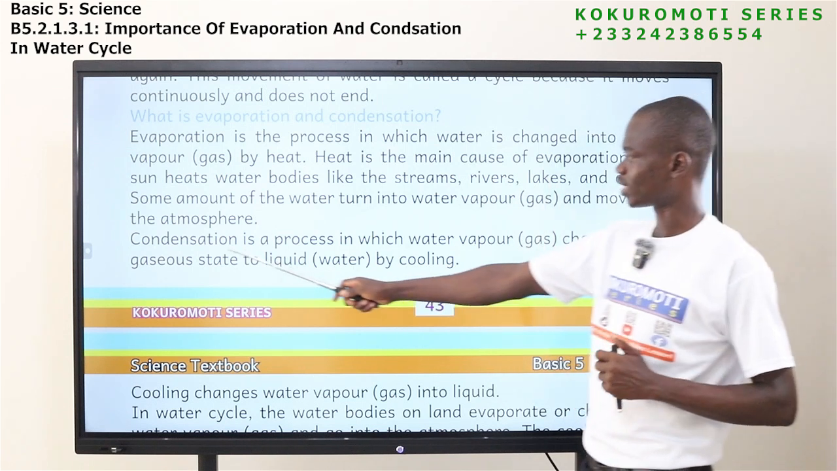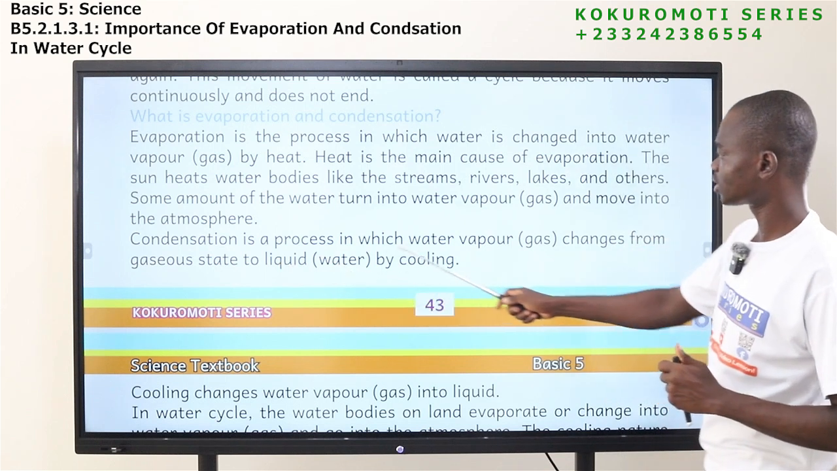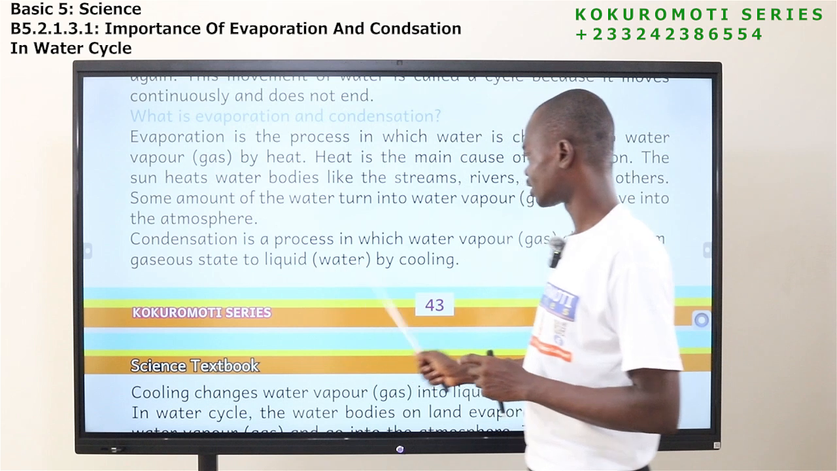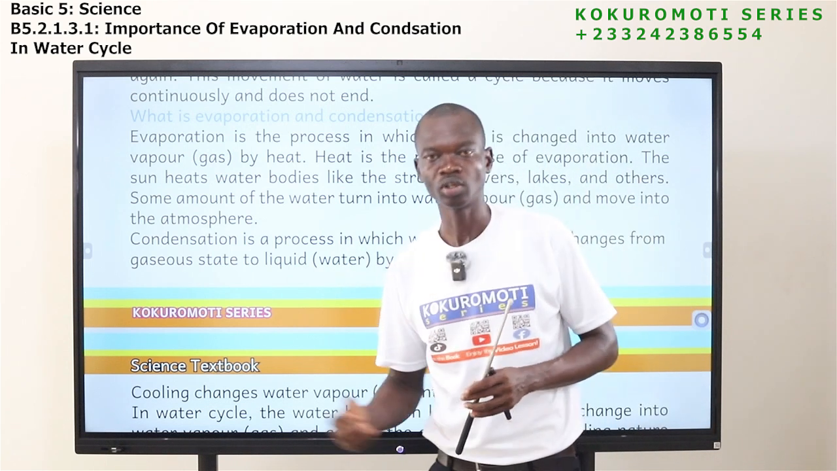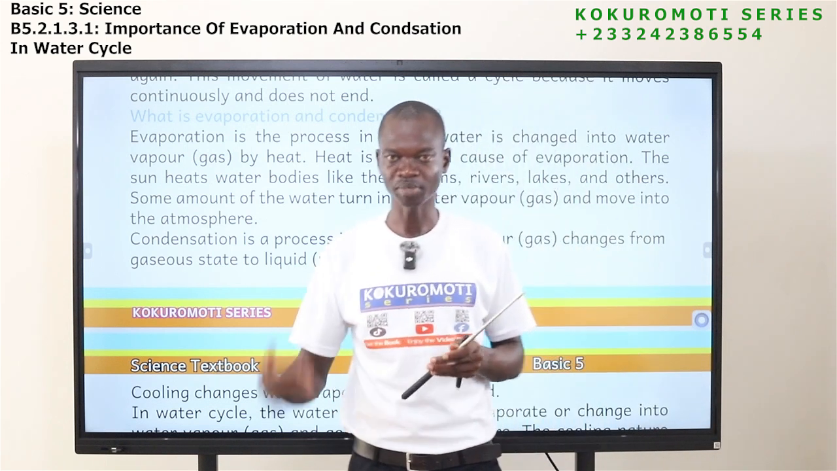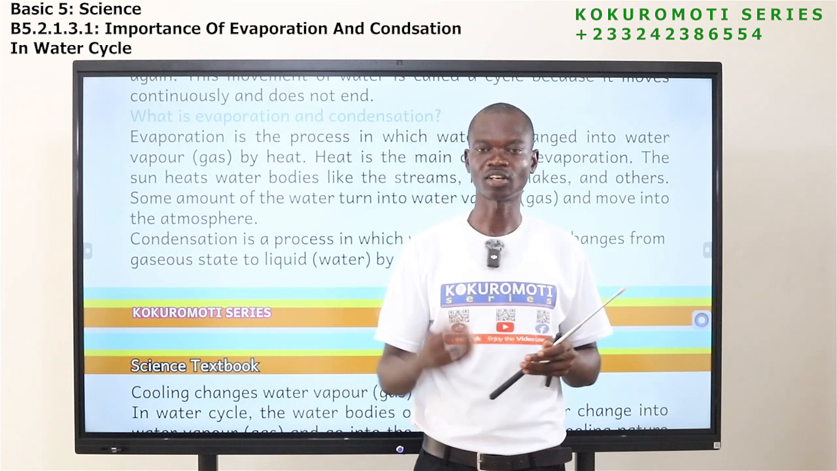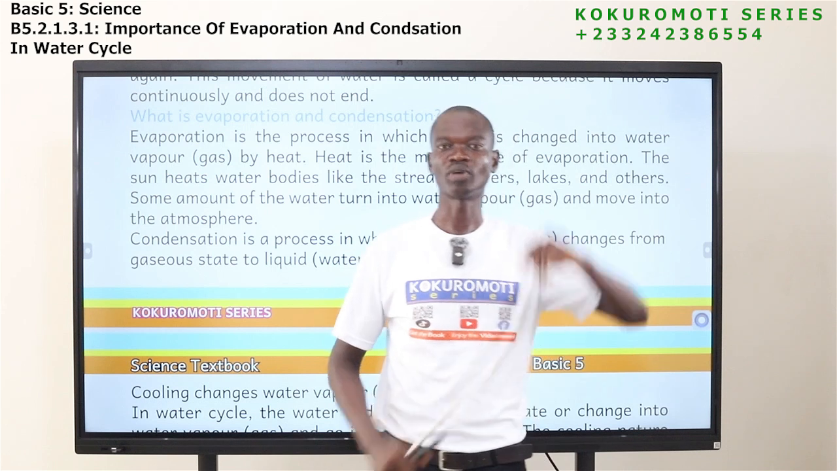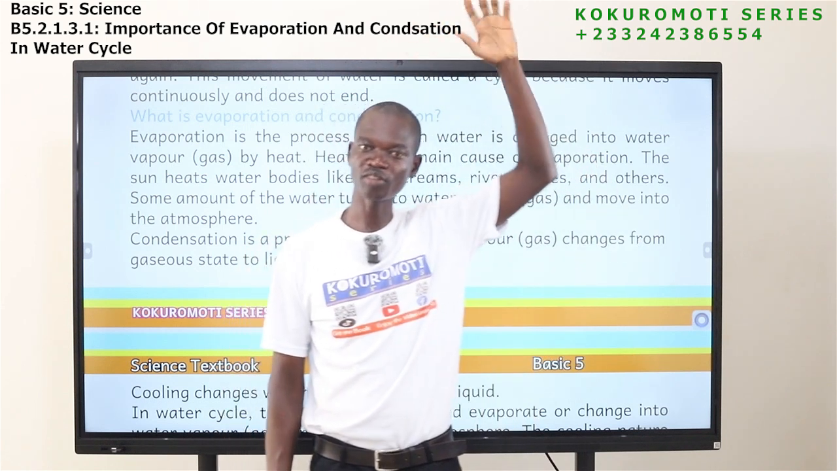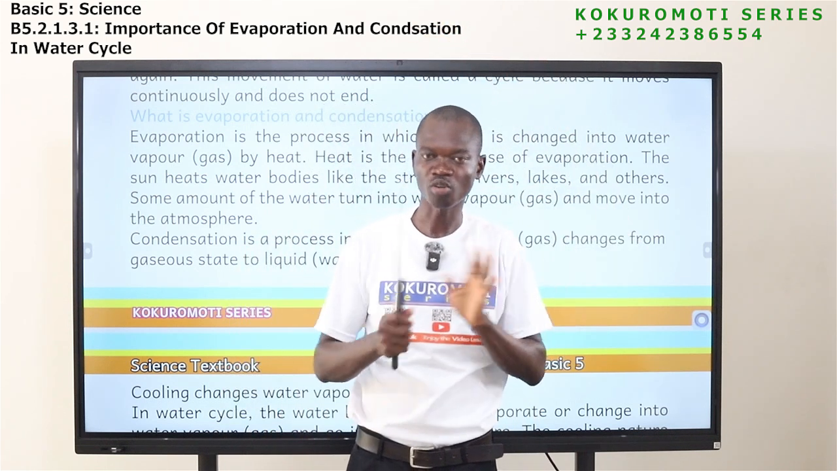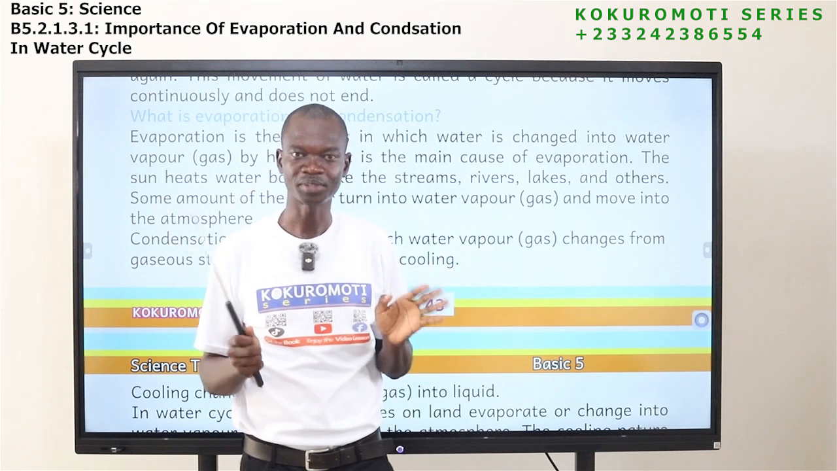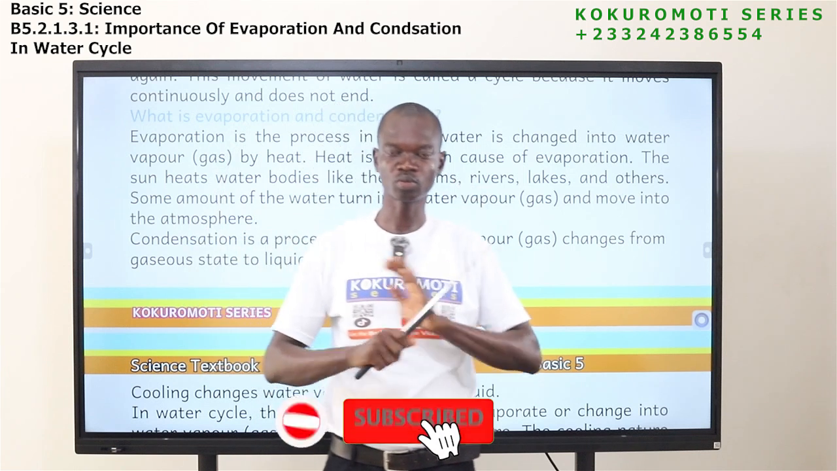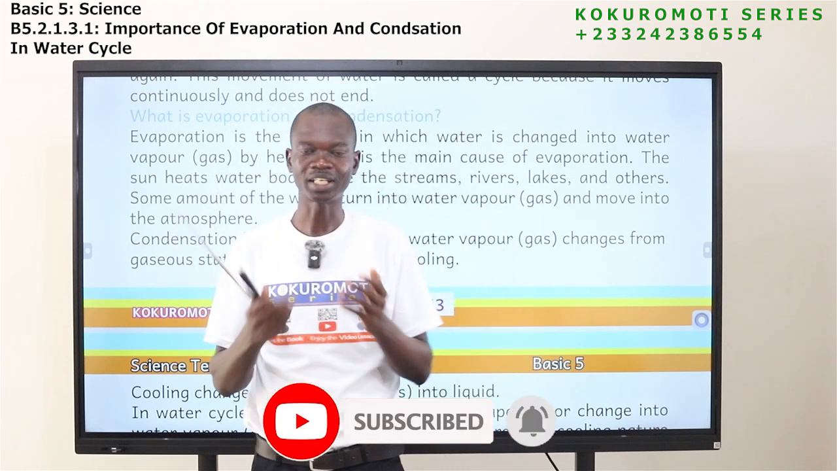Okay, the next word is condensation. It is a process in which water vapor, that is the gas, changes from gaseous state to liquid, that is water, by cooling. So after evaporation has taken place, the water will turn into water vapor and go into the atmosphere. When it gets to the atmosphere, let me tell you, the temperature is not hot. The temperature is very cool. That place is very cool. So the atmosphere is so cool. Anything that goes there becomes very cold.